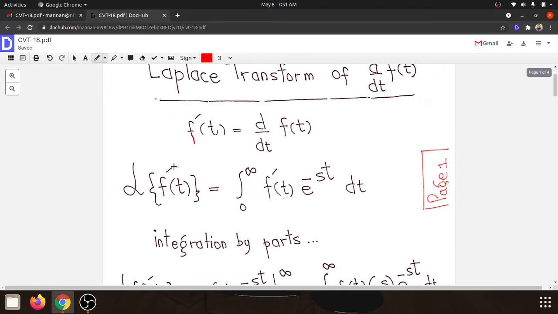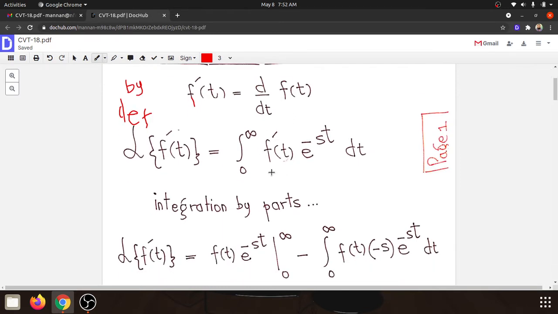So by definition, this is the Laplace transform of the derivative of f of t. F prime of t is f prime of t e to the minus st integrated from 0 to infinity. The same is solved using integration by parts.